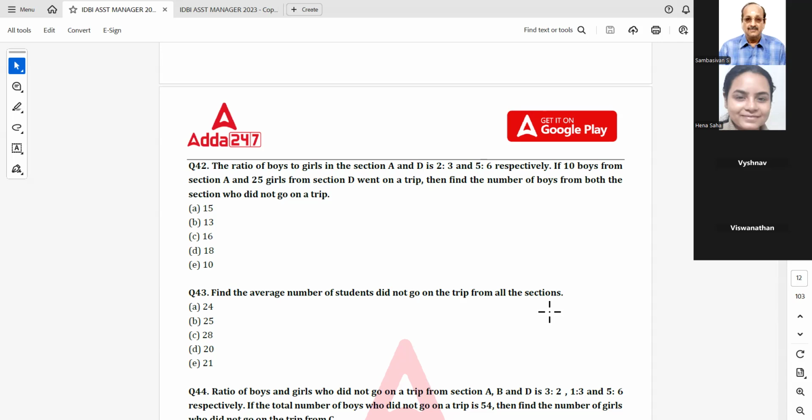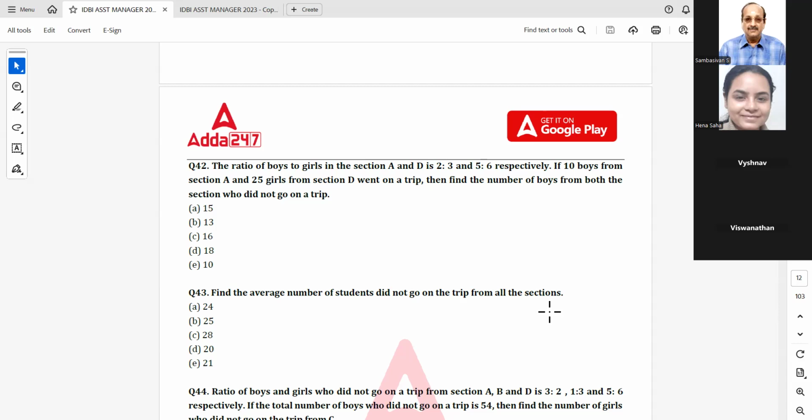In section C, how much was it? 60 into 65 by 100. How much are you getting? How many did go for the trip out of 60? 21 did go for the trip. So 39 did not go for the trip. Correct? Yes, sir. So total 30 plus 16 plus 11 plus 39. Total is 86.